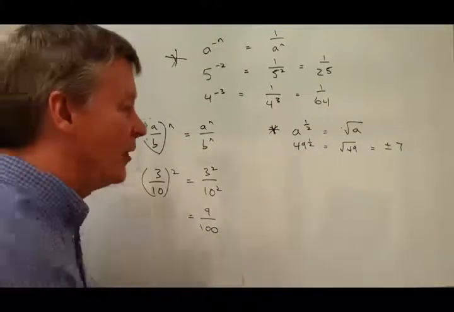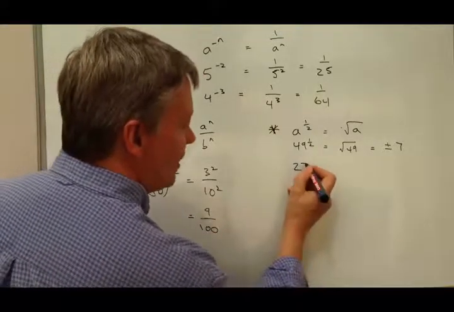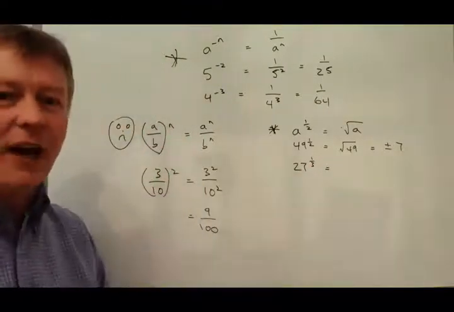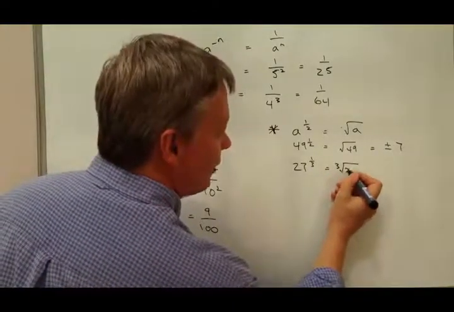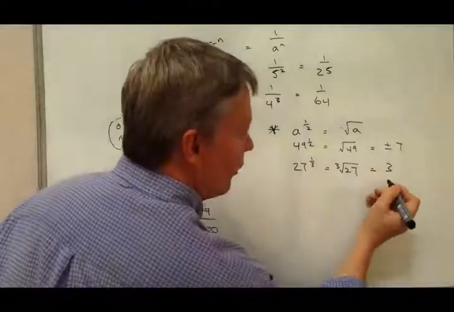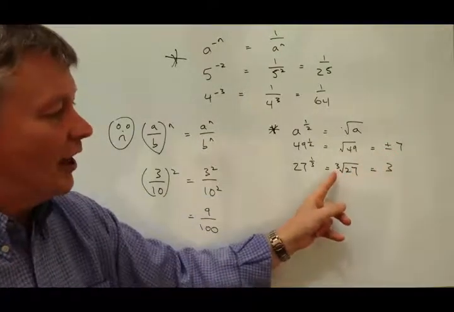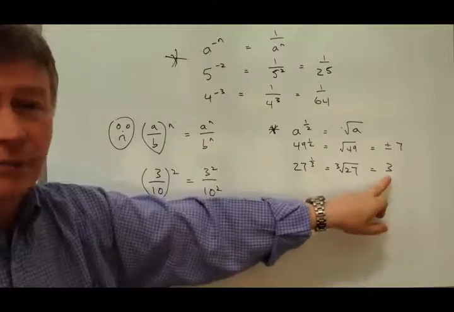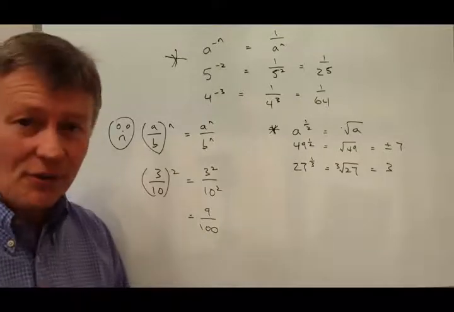Let me give you another example of that. So let's say we've got something like 27 to the power of 1/3. Well, 27 to the power of 1/3 is the same as saying the cube root of 27, and the cube root of 27 is 3. Note that it's not plus or minus 3, it's actually an odd root, so the only cube root of 27 is going to be 3 on its own, because 3 times 3 times 3 is 27.